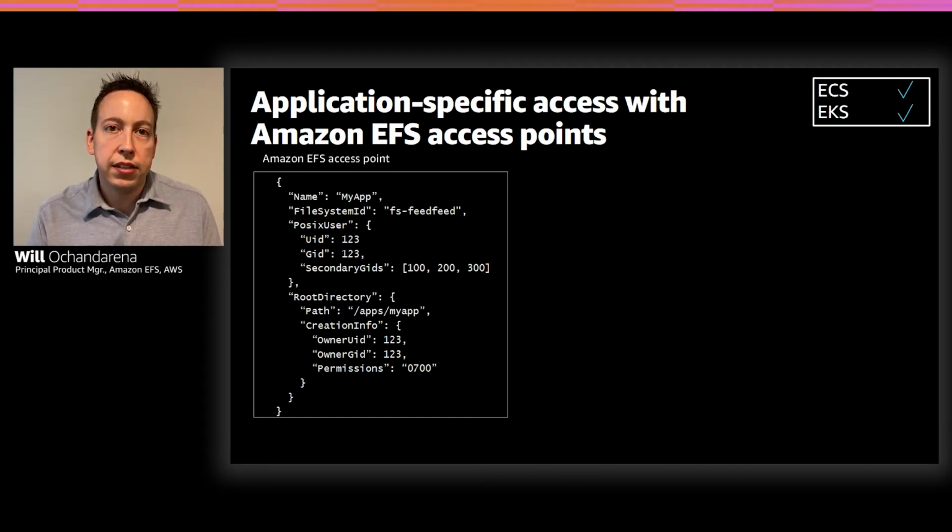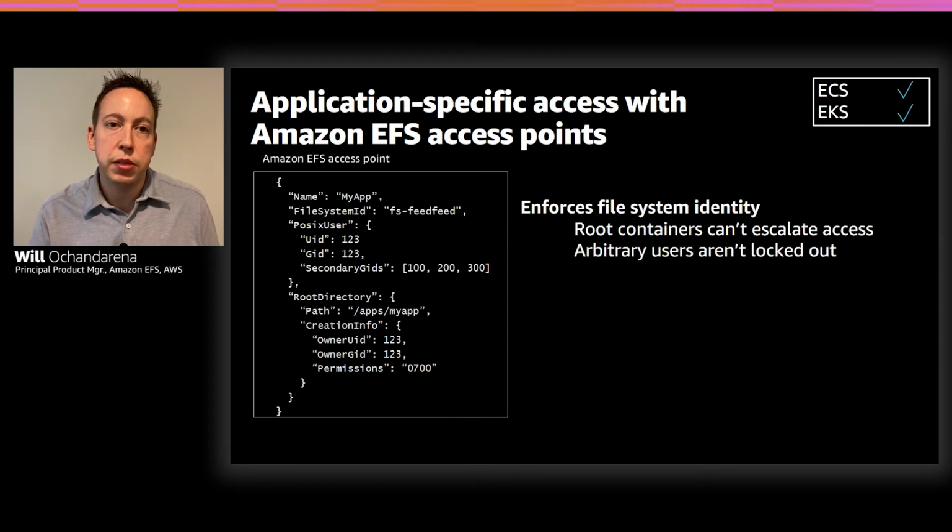The other thing that access points do is allow you to put your applications into a root directory other than the default of the root of the file system. So it gives you a private space for each of your applications if you choose to do so. And not only can you put that application into a private space, you can even, using creation info, ask EFS to create that directory for you, so you don't need to have any external provisioning infrastructure as part of your application. So again, the two key things that you're able to do with an access point.